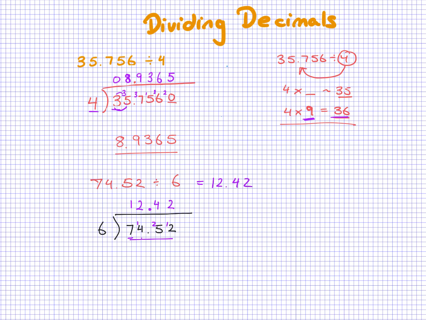Okay, and if you want to check it, you can say, well, 6 times 12, I know, is 72, and a little bit more because of the 0.42, the answer is 74. So that seems reasonable. That's a good estimate.